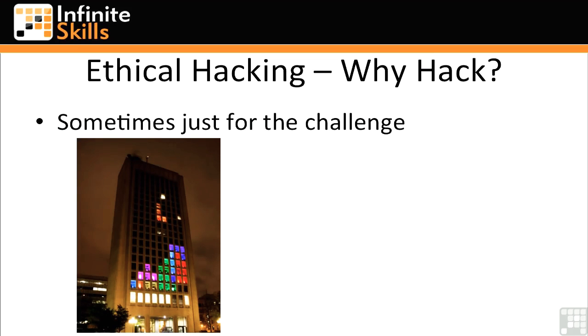Sometimes you hack just for the challenge. Here's an example, again at MIT, where some students turned the facade of a building into a Tetris game board. This was a reasonably difficult hack, and the students went after it just for the challenge of completing it, just so they could have some pride of ownership and to be able to say that they were able to pull this off in spite of its difficulties and its challenges and all of the obstacles and planning that had to go into it. And they were able to pull it off, and they have those bragging rights now. So that was one that was just for the challenge of doing it.